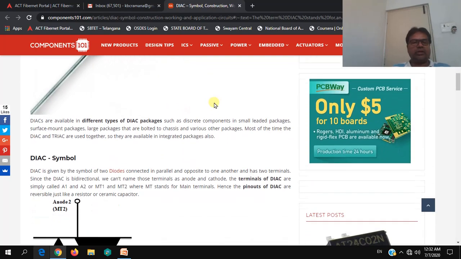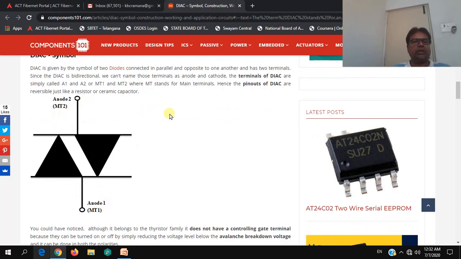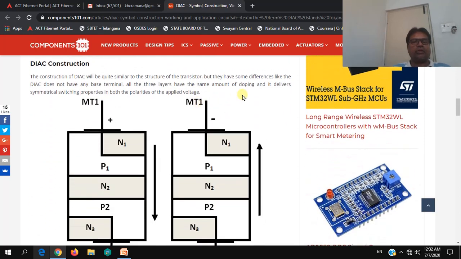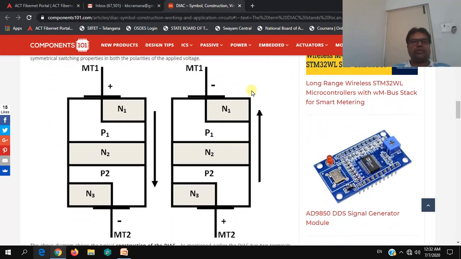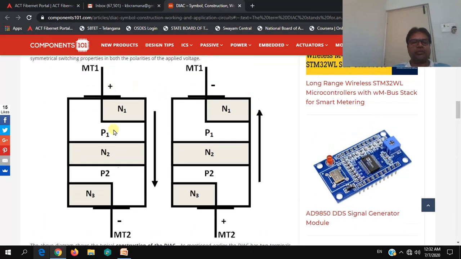This is the symbol of the diac, again with MT2 and MT1. Same thing for forward bias and reverse bias: MT1 positive with respect to MT2, and MT2 positive with respect to MT1. So when forward biased it is P1 N2 P2 N3. For reverse bias it is P2 N2 P1 N1.